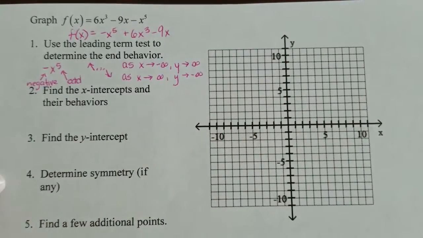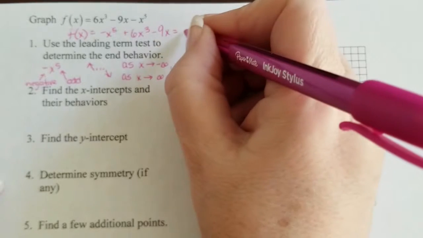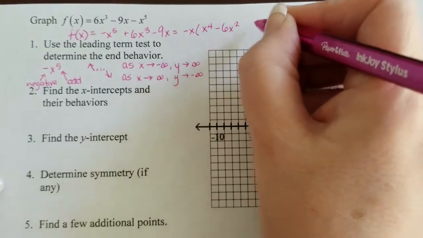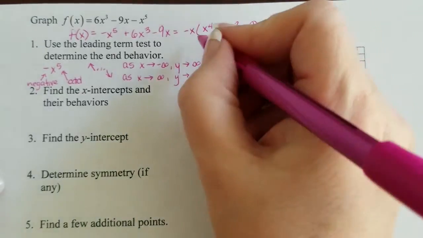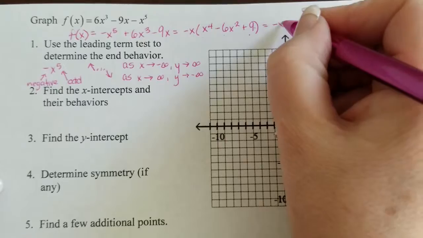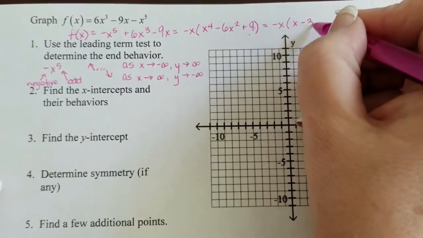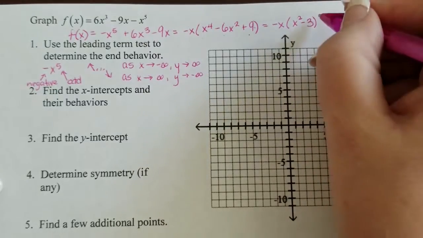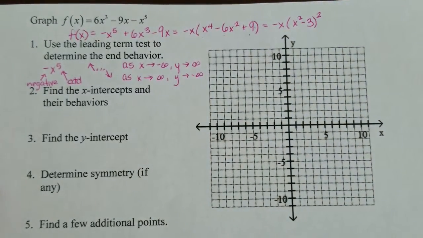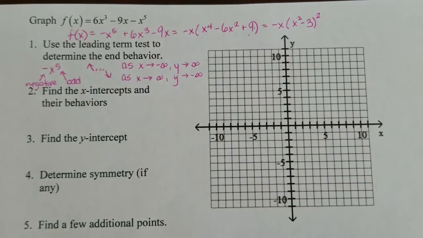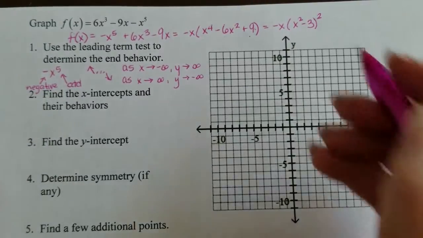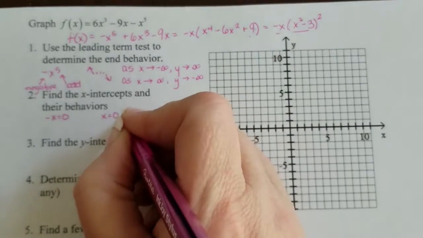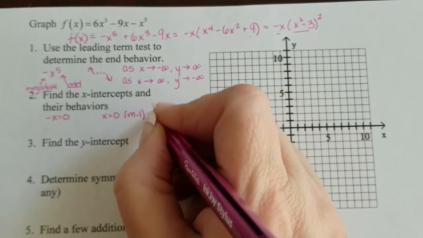Now we want to find the x-intercepts for this, and we're going to do that by factoring it. So I'm going to factor out first a negative x as a common factor. We get x to the 4th minus 6x squared plus 9. Now this is quadratic in form, so I can factor that as negative x times x squared minus 3, squared. So then we've got two factors here that we'll set equal to 0. Negative x equals 0. So x is equal to 0, and it has a multiplicity of 1, so it's going to cross at 0.